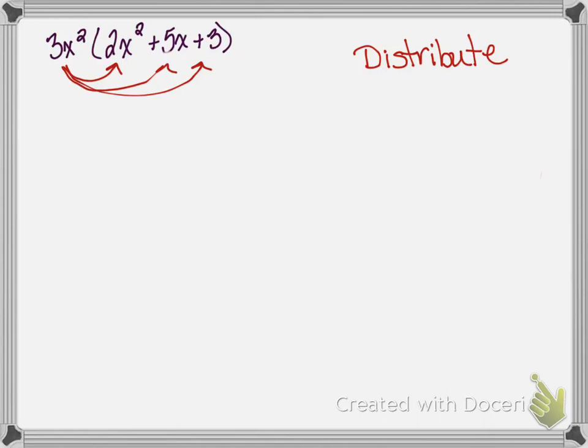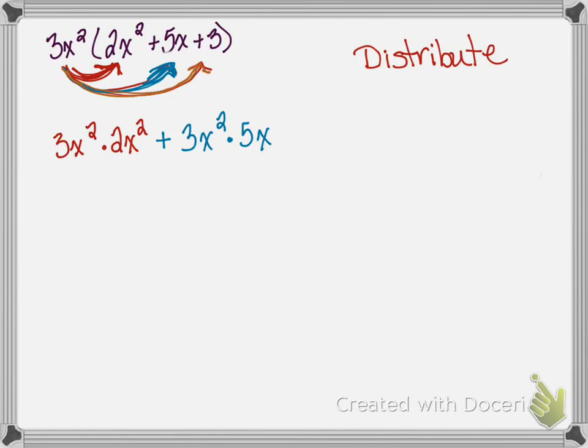Now, I would encourage you to write this stuff out the first couple of times you do it. You don't have to, but I would encourage you to. So my first thing is I'm going to do 3x squared times 2x squared. That's this right here. Then I'm going to take the 3x squared and multiply it times my 5x. So I have 3x squared times 5x. Then I've got 3x squared times 3. The simple act of writing that out a few times is going to be very, very helpful for you.